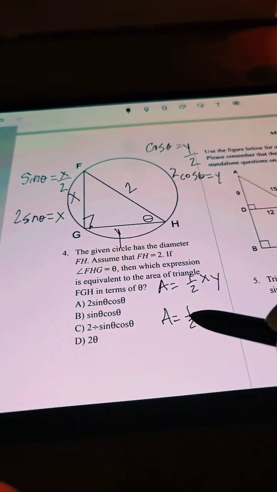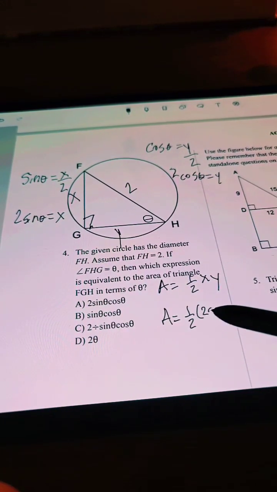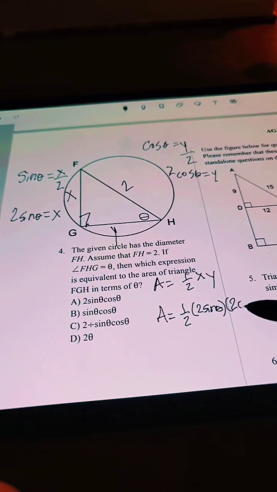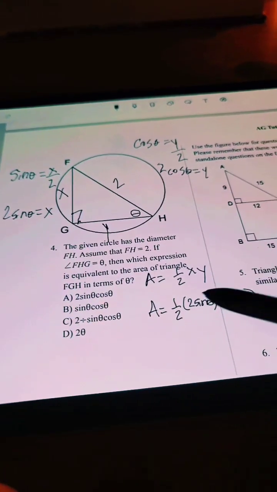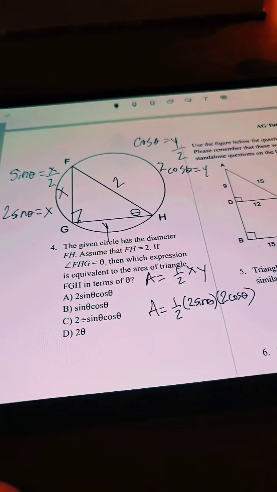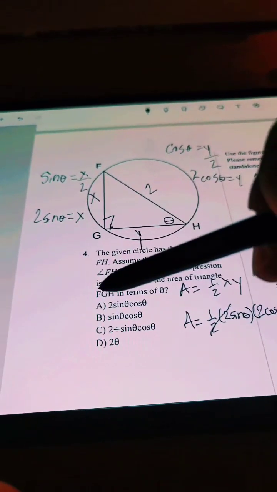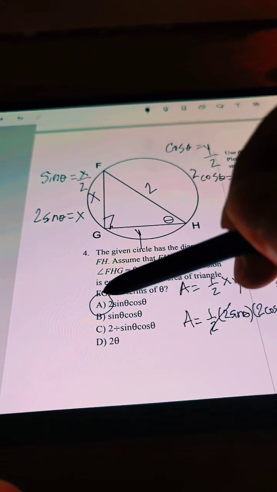So it's going to be half of 2 sine theta times 2 cosine theta. Now half and half times 2 is just going to cancel out to 1. So then we're just left with sine of theta times 2 cosine of theta, which is just 2 sine theta cosine theta. So that would be A.